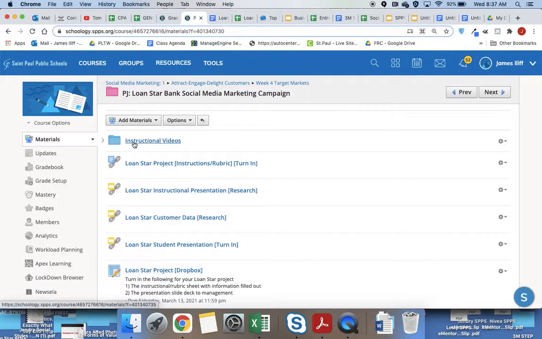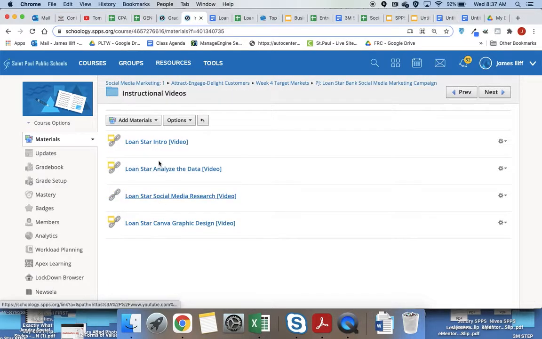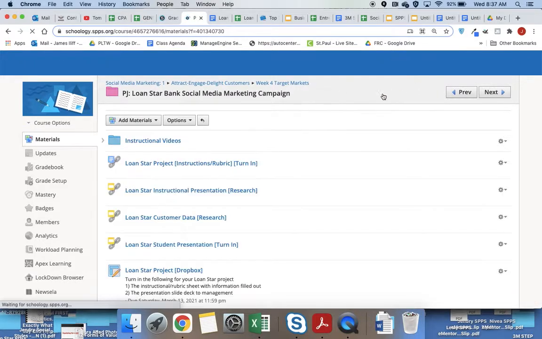I've got a folder here with instructional videos, and you'll see that I have 4 instructional videos. This is walking you through how to set up the project, how to look at the data, social media research, and then designing a graphic. So these first 2 are going to be important this week. These next 2 are going to be important next week, just to give you a frame. So there you go, those are the instructional videos.